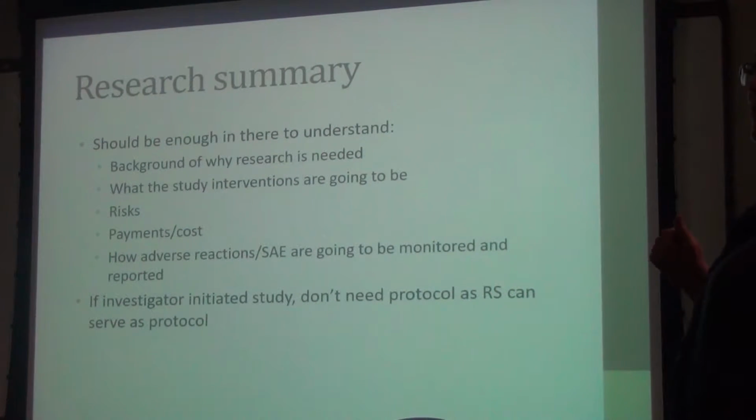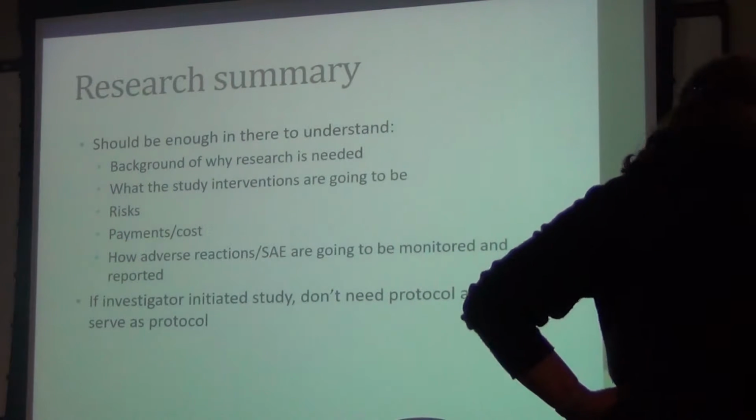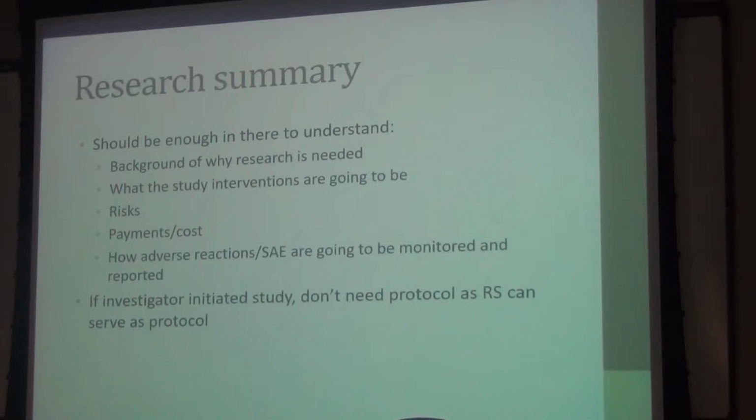If it's 20 to 30, people are going to say, get a research summary. But for a lot of the fellow-initiated studies, you don't want both. Why? Because if you make an amendment down the line, you would have to amend 2 things. While if you just have the research summary, you have 1 thing to amend, which makes it easier and streamlines the process.